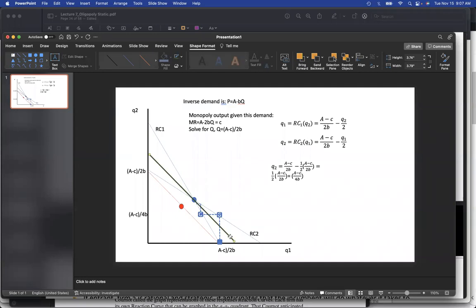So mas mataas yung green line kaysa sa red line. Which means, saan yung mas mataas na output? Cournot, which is the green line, or the red line, which is monopoly. Okay, so it's Cournot. Okay ba yan? Thumbs up or thumbs down? Everyone? Oh, may nagsa-thumbs up. Okay.